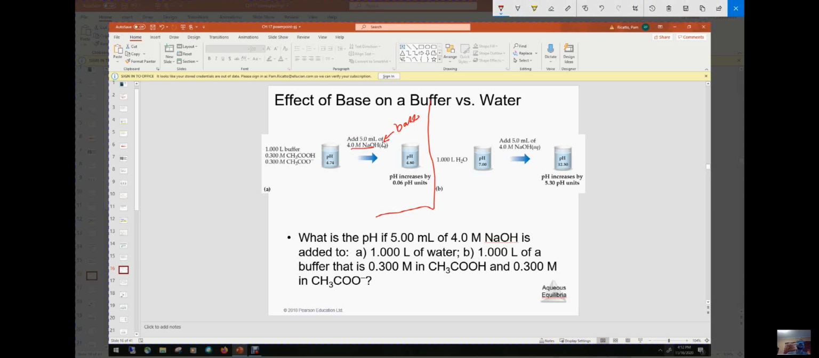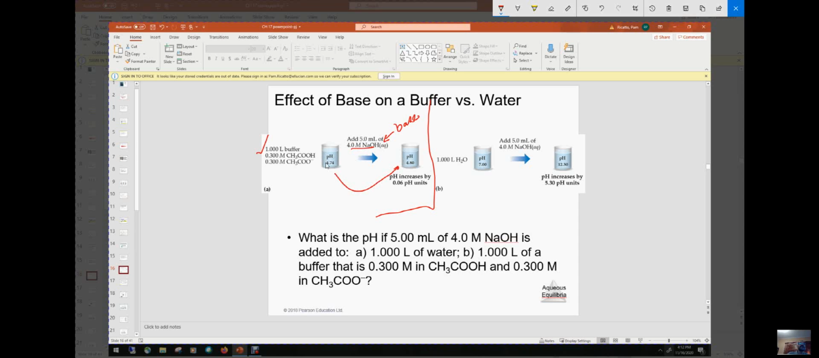So I'm adding the strong base sodium hydroxide. This guy's going to take over. This is going to just sit on the sideline. In fact, it's the product's reaction. Okay, well, look what happens. If I add 5 milliliters of this incredibly strong solution of sodium hydroxide, the pH only goes up 0.06 units. It goes up from 4.74 to only 4.84.